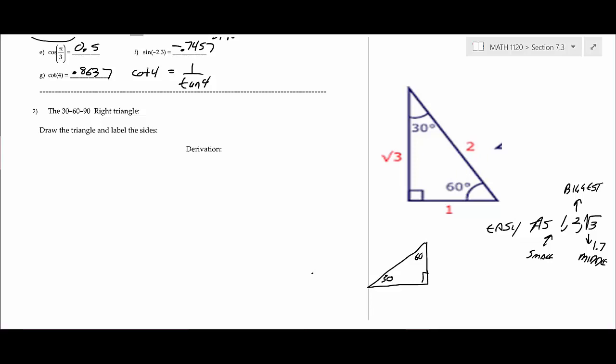In this problem, what's going to go with the 30? The smallest, 1. What's going to go with the 60? The one in the middle, square root of 3. What's going to go past the 90? The 2. Okay, that's why you want to do that. Does that make sense? Reason it out, okay? Understand it, because you need to be able to build that as you go. So this would be 1, 2, square root of 3 like that, okay?